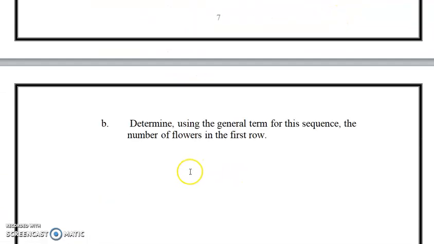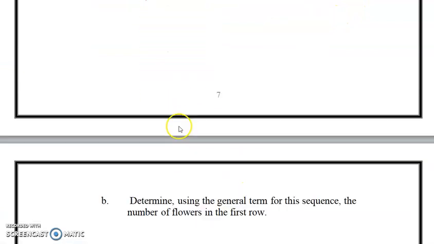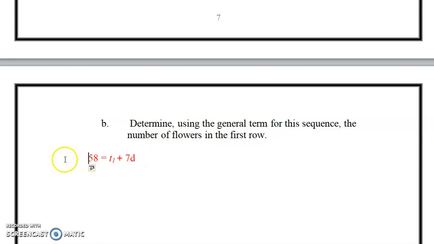So the first equation, I'm going to copy it, see if it'll work this time for us. Copy. Yeah, perfect. There's equation 1. We know that D is 7. So we'll plug in 7 for D. So we end up with 58 equals T1 plus 49. Subtract the 49 from both sides, and you end up with T1 is equal to 9.